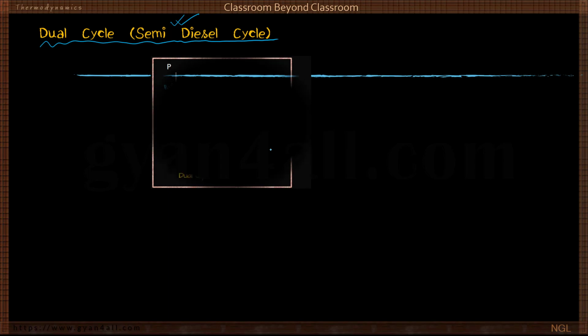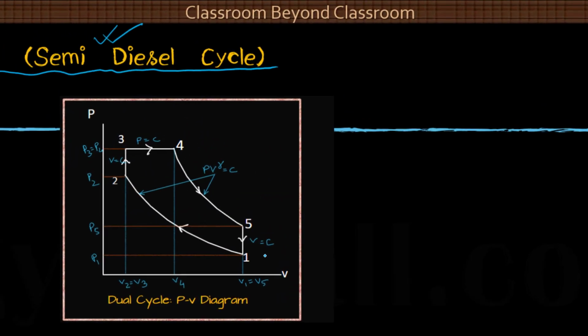Let us see the PV diagram for the dual cycle. You can see from the PV diagram, process 1-2 is the same. What is the process? Isentropic compression, which obeys the law PV to the power gamma equal to constant. That means a reversible adiabatic compression process. The volume decreases from V1 to V2.